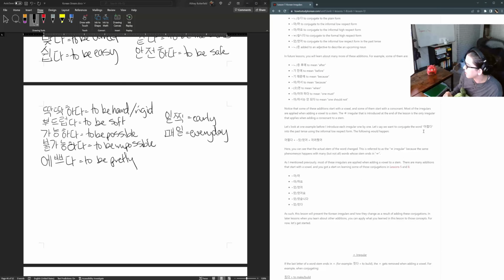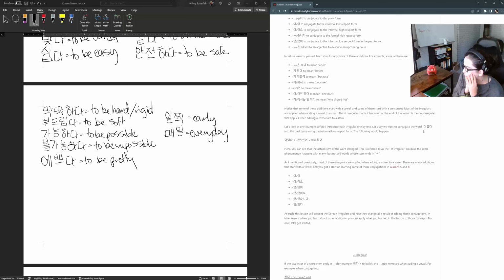So let's look at this. For example, let's say we want to conjugate the word 어렵다 into the past tense using the informal low respect form. The following would happen. We'd have 어렵다, which ends with a ㅂ, so it'd be 어려워. So it turned into 어려워. 어려워세. What? 어렵세?